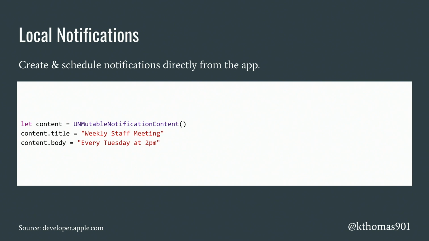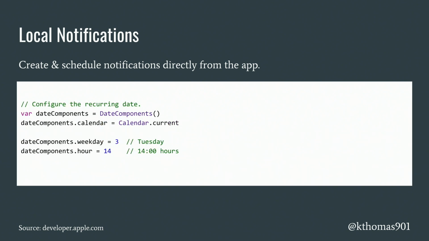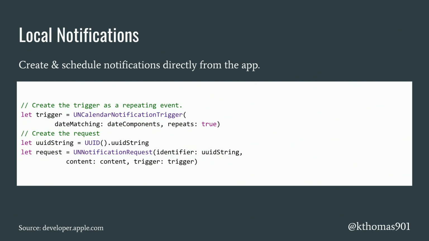Now, since it's every Tuesday, we want to trigger it using a calendar trigger. And in order to do that, you need to use date components, and then set which weekday and which hour you want it to be triggered. There are several ways to actually trigger notifications. So you can do it on a calendar basis, or you can do it on a time interval. So you can say, I want it to trigger 5 seconds from now, 5 minutes from now, and you can also set it to repeat. So here we're using the UNCalendarNotificationTrigger, and we're setting it to repeat so that it repeats every Tuesday.